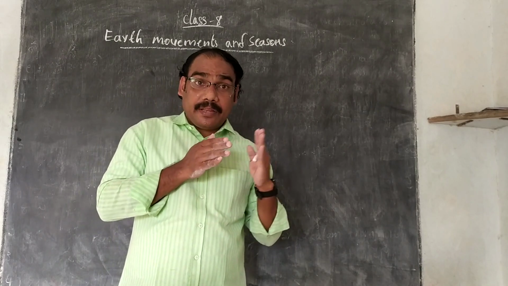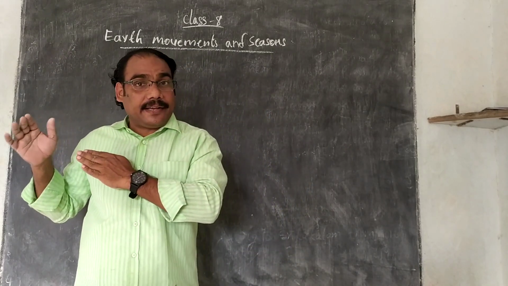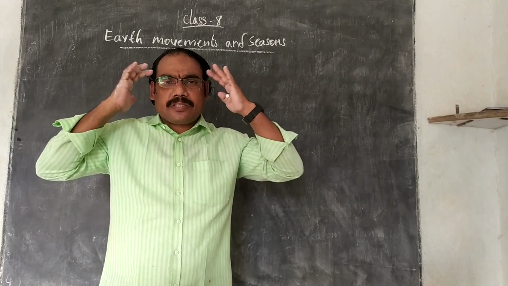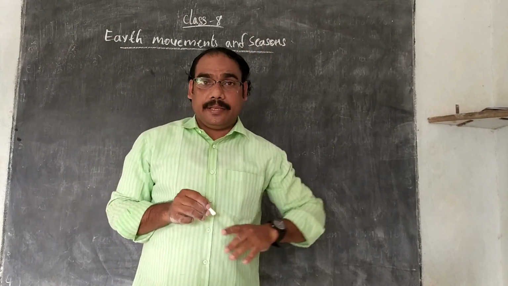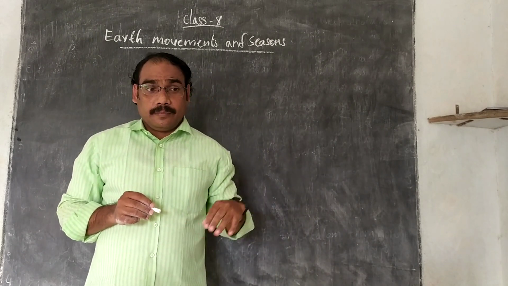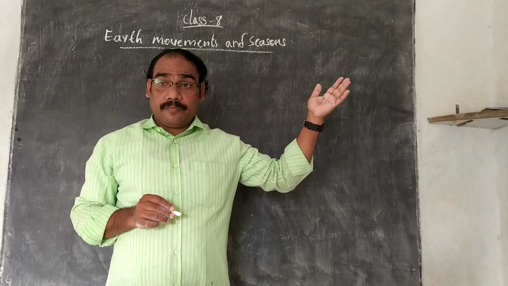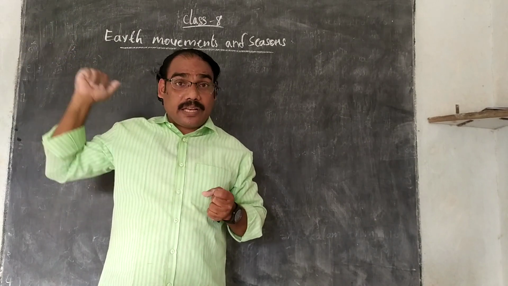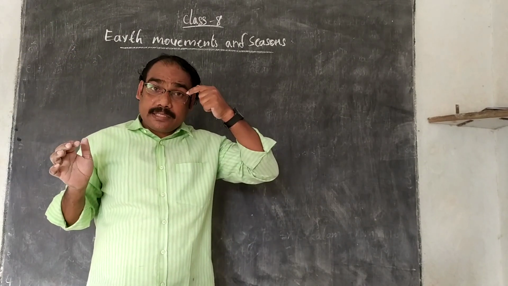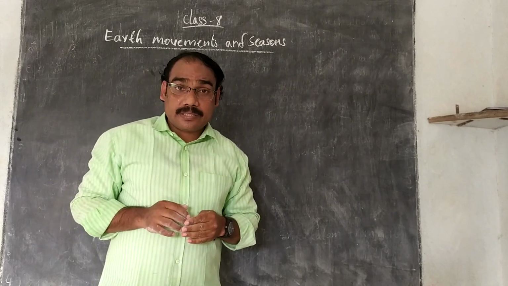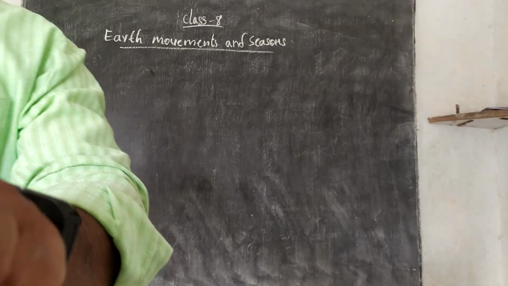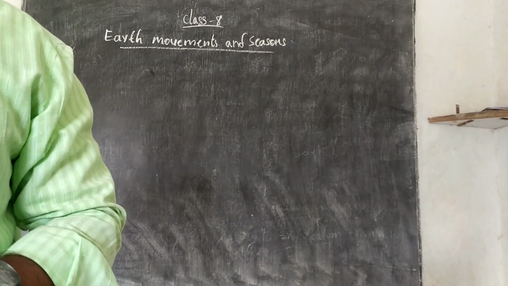Or why do we have nights? Why do we have days? How does it happen? Like this, different kinds of doubts come to our mind. Why in the morning at 5:30 or 6 do we get sunlight, and why does the sun always rise in the east and set in the west? So different doubts. For that we are going to give the answers.